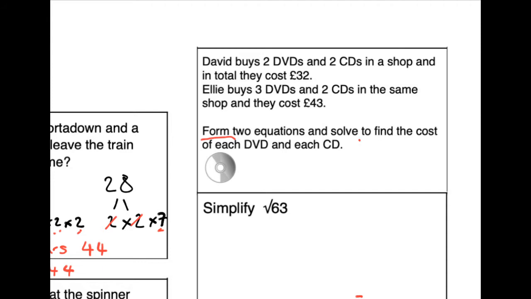So, first of all, we will have 2D plus 2C is equal to 32, and we've got 3D plus 2C is equal to 43, and now we need to work out what 1D is by subtracting one from the other. So 43 minus 32 gives us 1D is equal to 11, and then if we substitute that 11 back into here, that means that we've got 22 plus 2C is equal to 32, and that means that C is equal to 5. Because 2C would be equal to 10, so 1C is equal to 5.